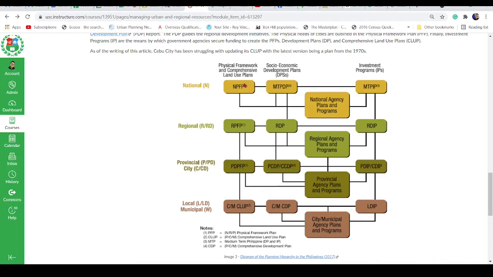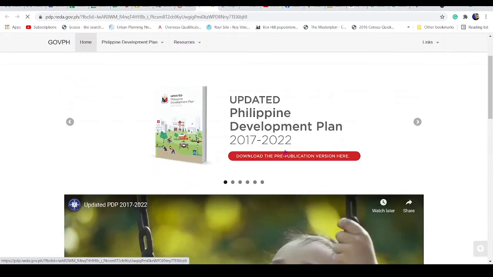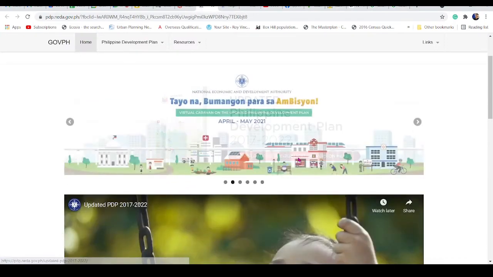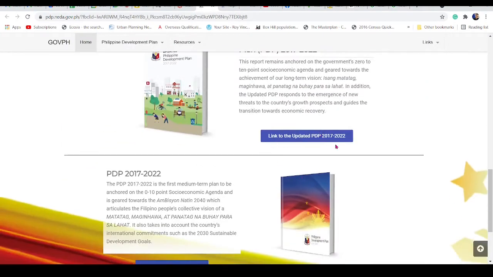There was supposed to be a report, but for some reason I couldn't access it yesterday. But I'll try to download it for you guys. The socio-economic report, the development plans are available here. So download this. We'll be discussing this in the coming weeks. You can download the pre-publication version here for free.